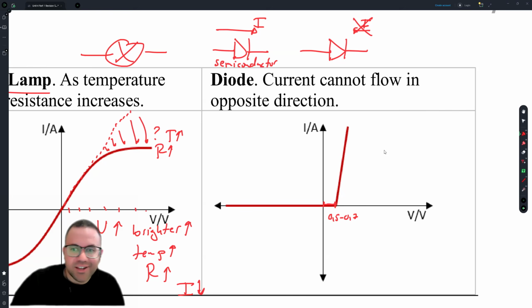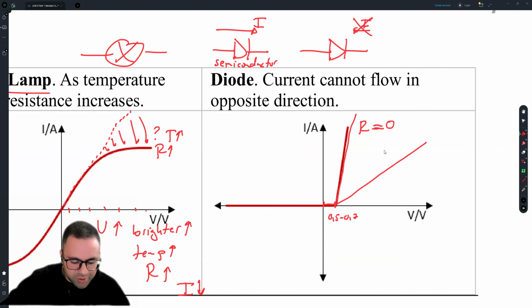It's a tiny thing. But the moment the voltage crosses that value, it shoots up. Boom. It has almost no resistance, almost zero, which is why it doesn't even have a slope. No. It's almost vertical. But we do give it some slope so we can see what's going on.